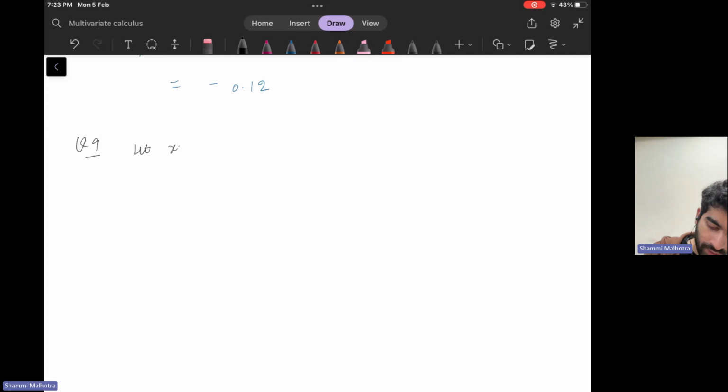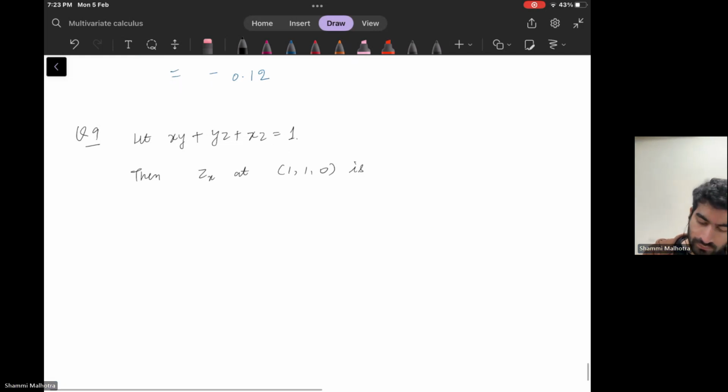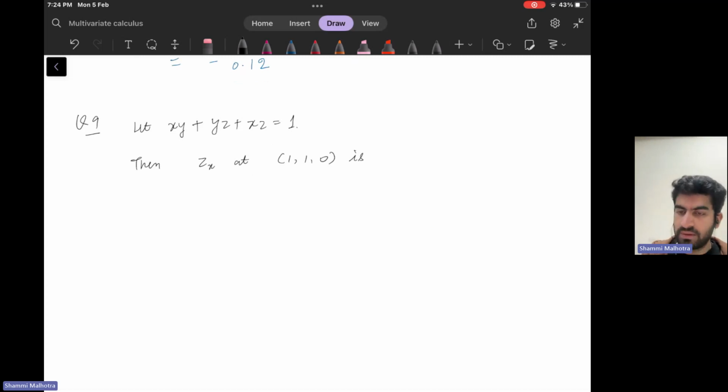So let xy plus yz plus xz equal to 1. Then zx at (1, 1, 0) is given as, you have to find it. So implicit differentiation is nothing but you have to differentiate directly, in a way that we have given the other variables assuming them to be independent.